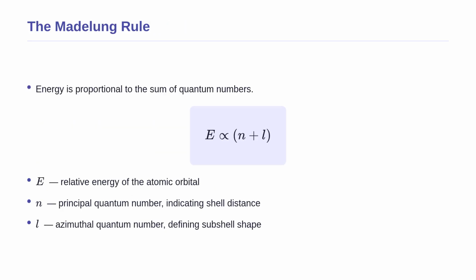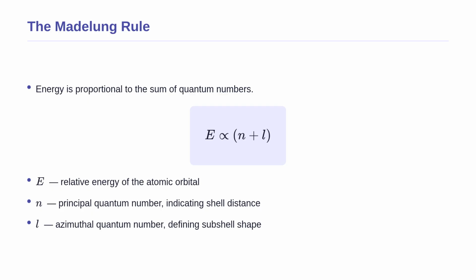Now that we know why it is important, let us look at how we actually calculate these energies. To figure out which orbital has a lower energy, chemists use a simple mathematical guideline known as the Madelung rule, or the n plus L rule. This rule states that the relative energy of an orbital is directly proportional to the sum of its principal and azimuthal quantum numbers. In this formula, E represents the relative energy.